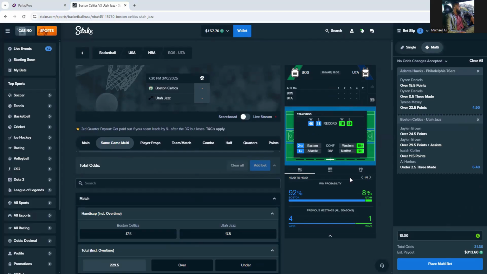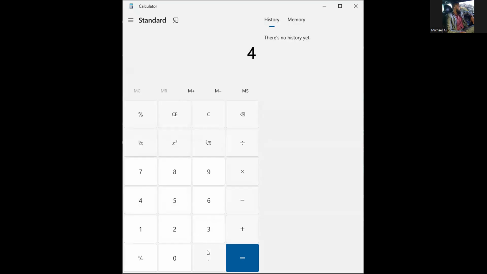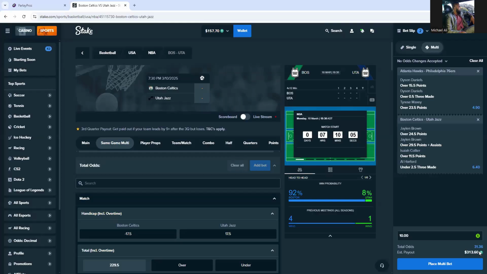Let me show you that, so you'll have an idea. Check the odds here. It's 31.36. Let me go to the calculator and multiply. The first ticket is 4.90, multiplied by the second ticket, which is 6.40, sorry, and it gives you 31.36, which is exactly what you're seeing here, 31.36.